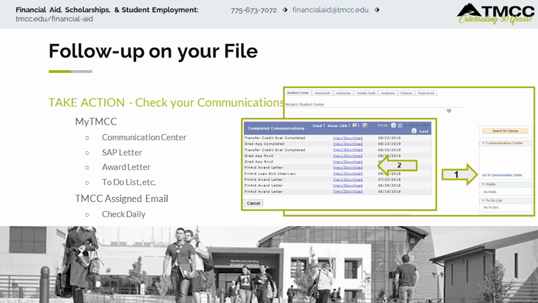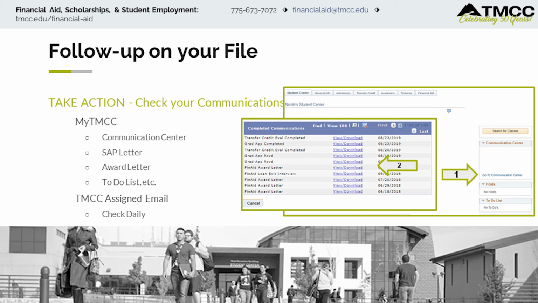If there are any items requiring action on the part of the student, those notifications will be to-dos, and a detailed explanation of what is needed is available for the student's reference. It is strongly encouraged students regularly check their TMCC Gmail account daily to make sure they don't miss any important information or deadlines. Any holds on a student's account will also be available to view in the Communication Center. For example, a drop hold can be placed if the student has filed an appeal or is on academic probation.